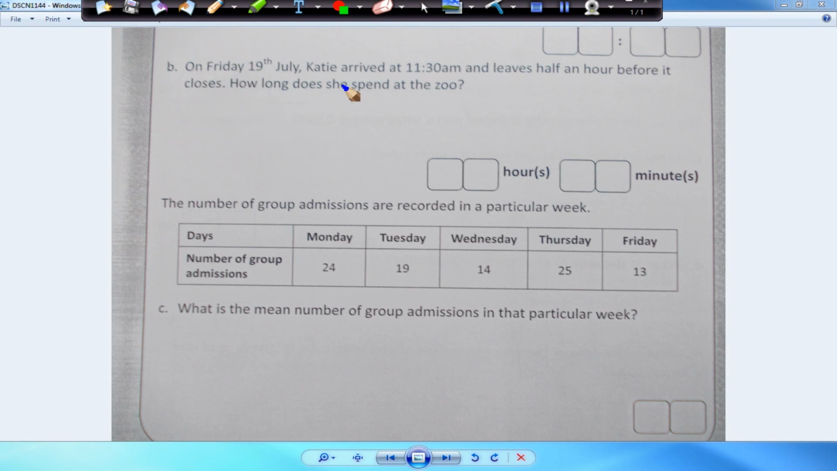Right. On Friday, 19th July, Katie arrived at 11:30 a.m. and leaves half an hour before it closes. How long does she spend at the zoo? Okay. So we know she arrived at, what time did she arrive?